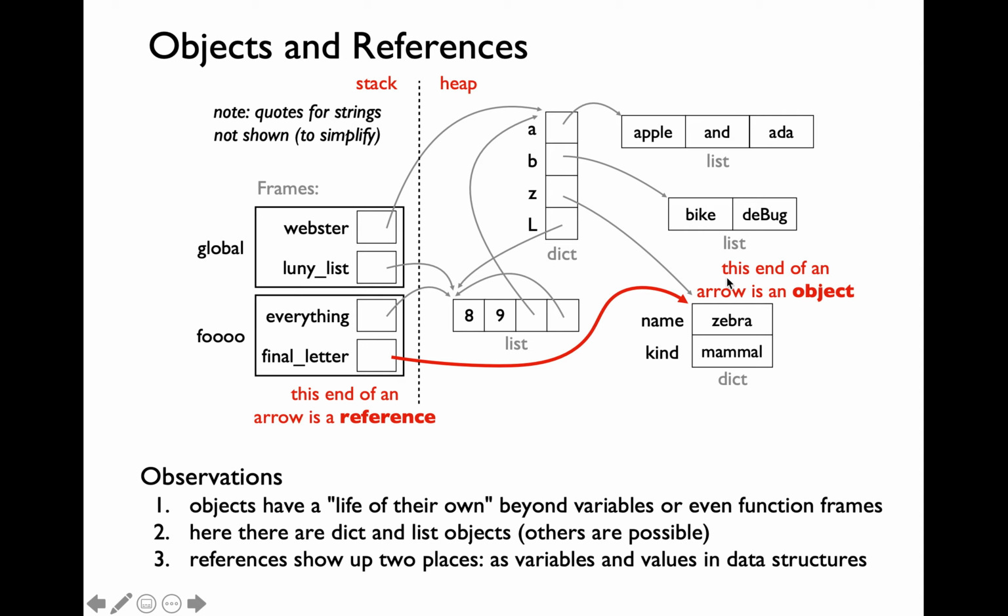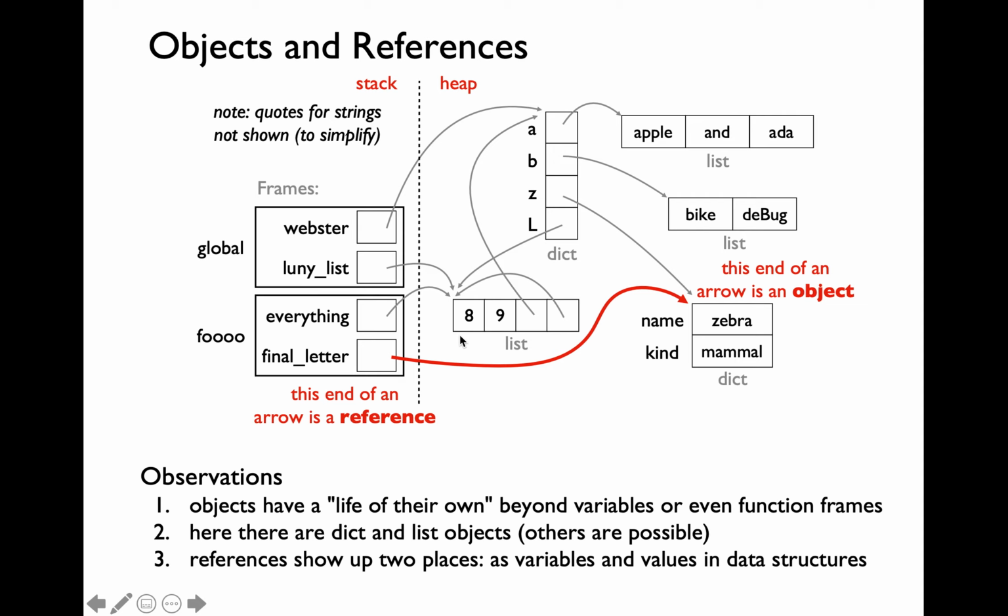Let's consider these two list objects here. Observe that there are no variables that contain references to these list objects. There are only references to these list objects from inside this dictionary object.